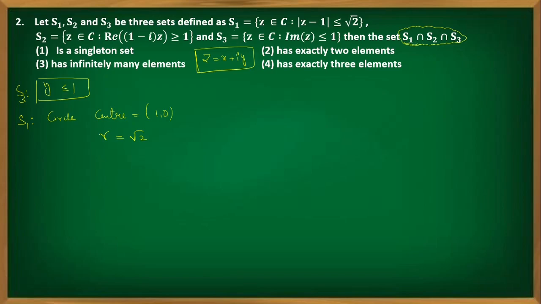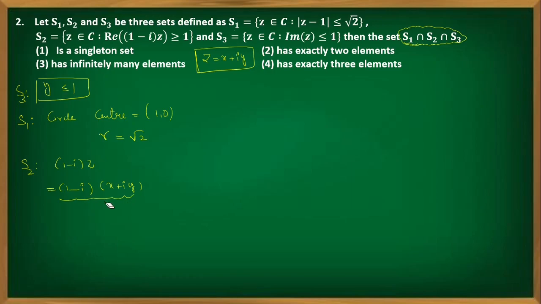Now what about S2? We have to do a little bit of work here for S2. S2 is the real part of (1 minus i) into z. Re means the real part of this number. What is z? We supposed z is x plus iy. Now from this you have to collect only the real part.